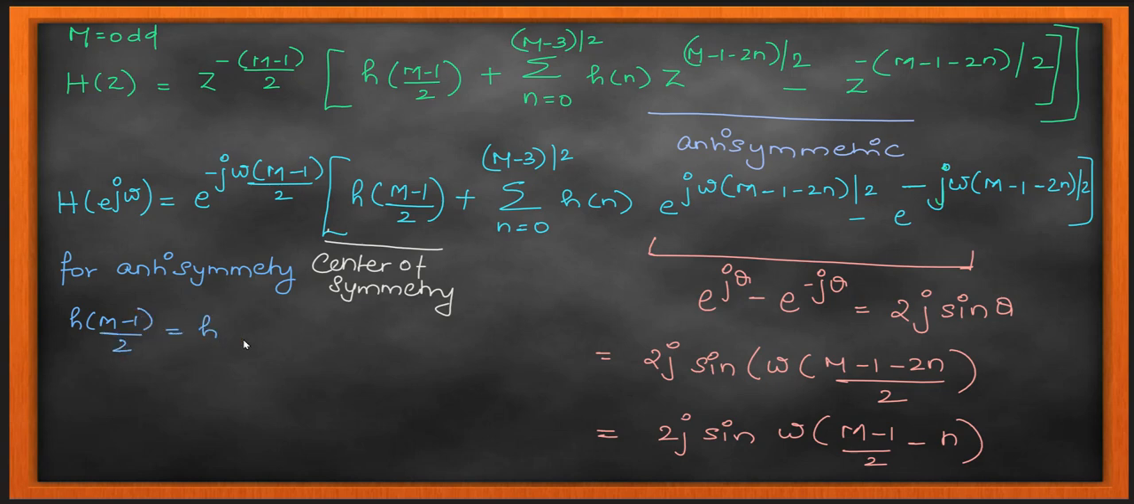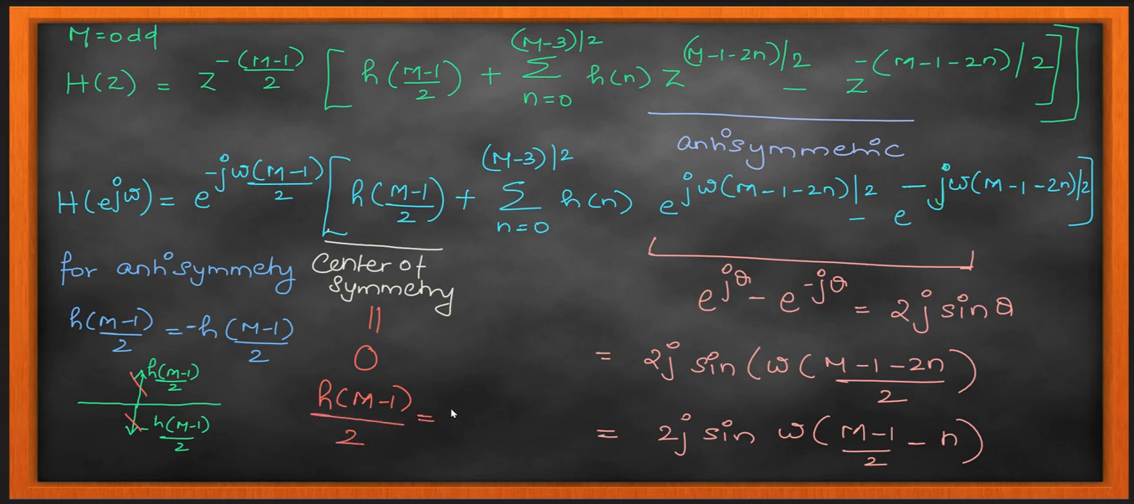Which means at the center of symmetry for m equal to odd, I'm going to get my positive value and negative value aligning on top of each other. So h of m minus 1 by 2 and minus h of m minus 1 by 2. So they are going to cancel. Good. That is 0. So practically I can say that the center of symmetry will be 0, because my plus and minus values at that point will cancel each other.